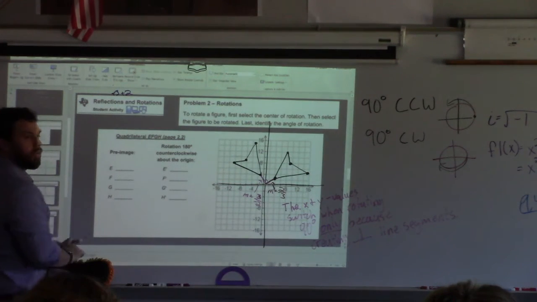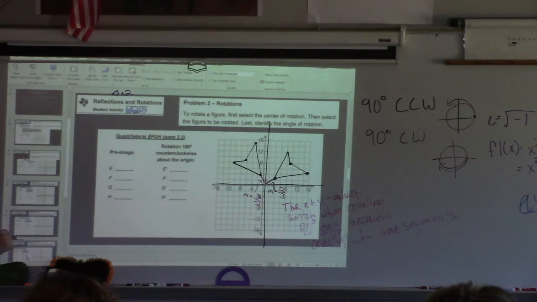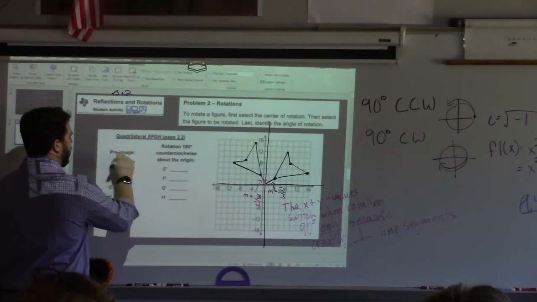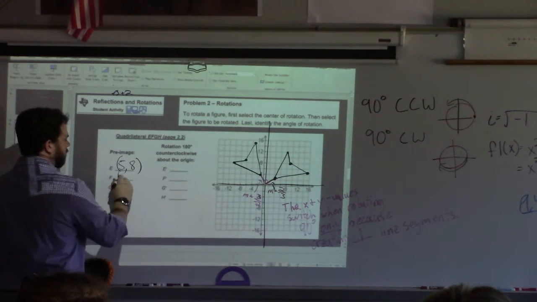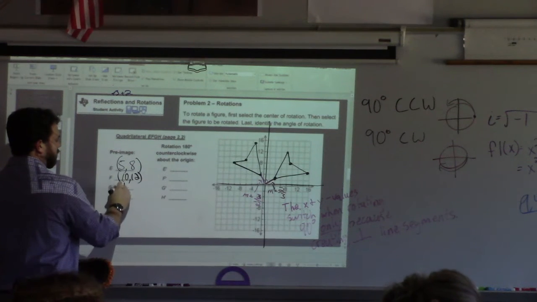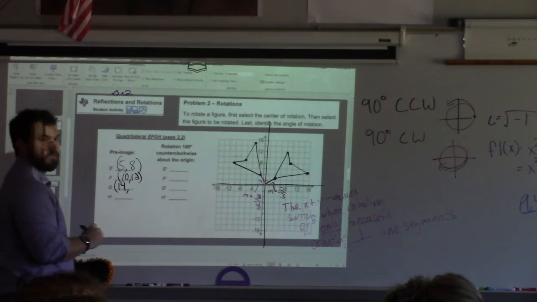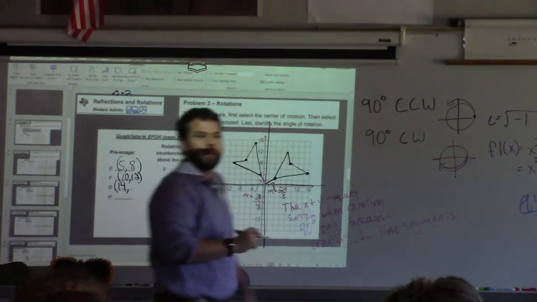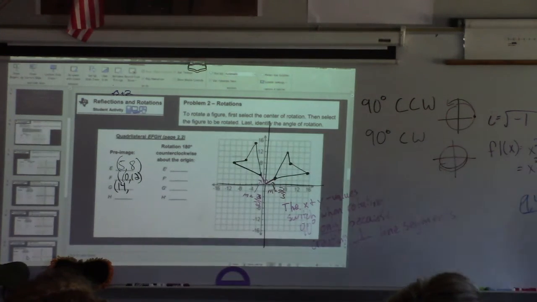Okay. So E, what are the coordinates of E on 2.2? (5, 8). (10, 12). (14... Wait, 5, 8 or 5, 9? I got 5, 8. There's some debate about whether it's 5, 8 or 5, 9? I got 5, 8. I got 5, 9. Alright, let's go check. Go back to the picture.